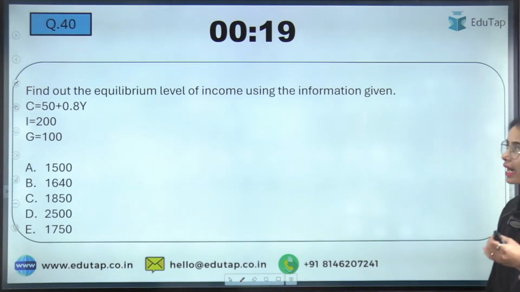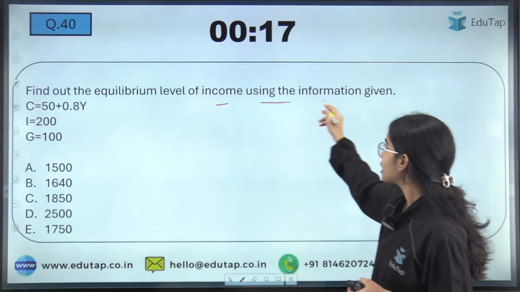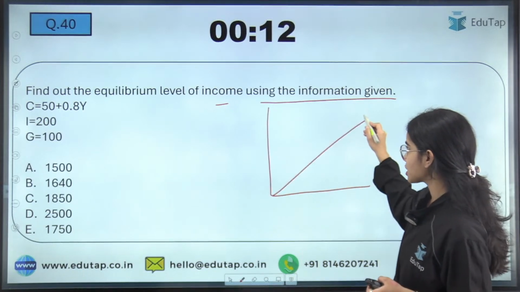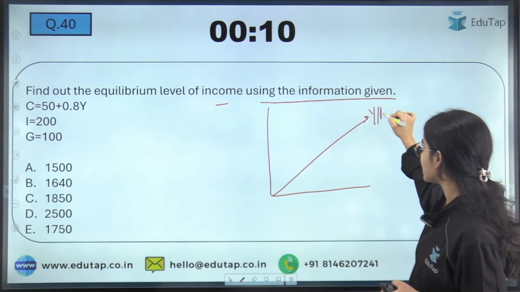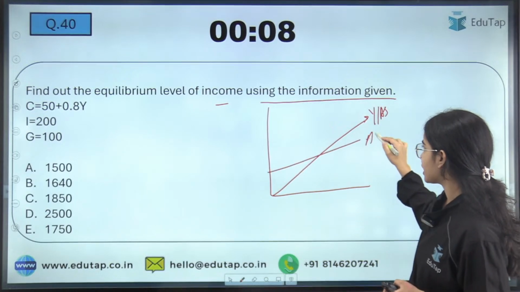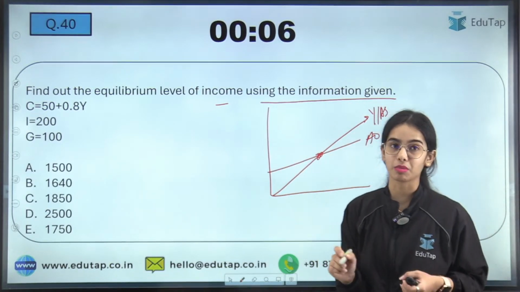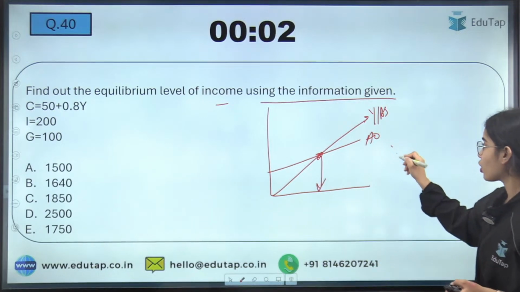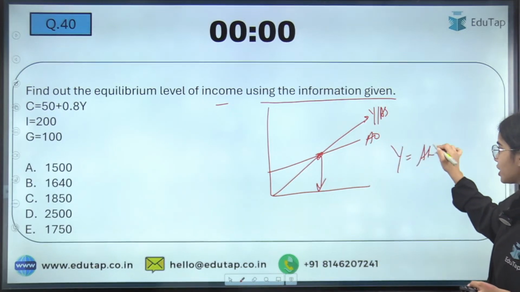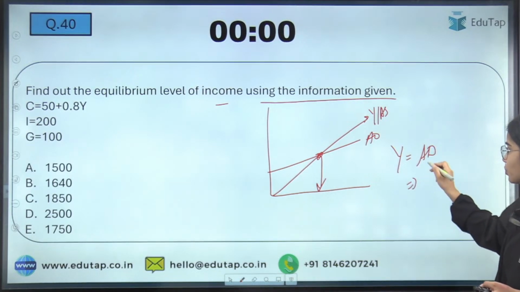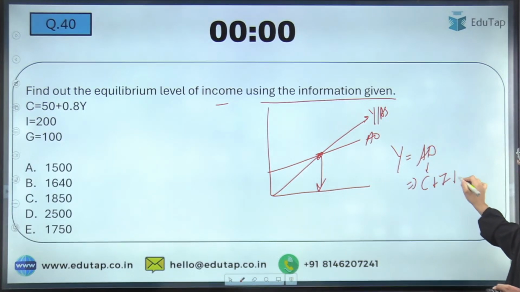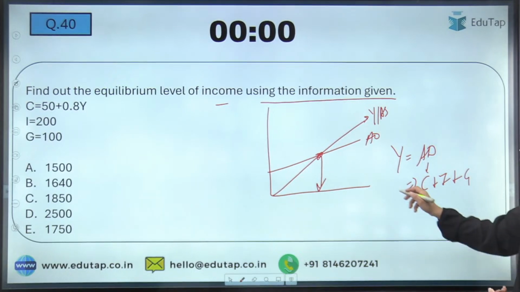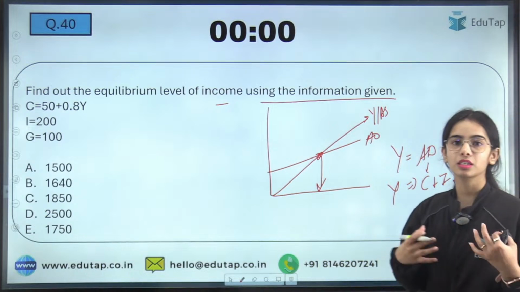Coming to the next question, find out the equilibrium level of income using the information given. As per Keynes, the income or the aggregate supply is equal to the aggregate demand, and that is the equilibrium level of income. So your output is equal to your aggregate demand. Aggregate demand is equal to consumption plus investment plus government expenditure. Net exports is not given here, so we will not take that. So you can easily calculate the income by the equation.